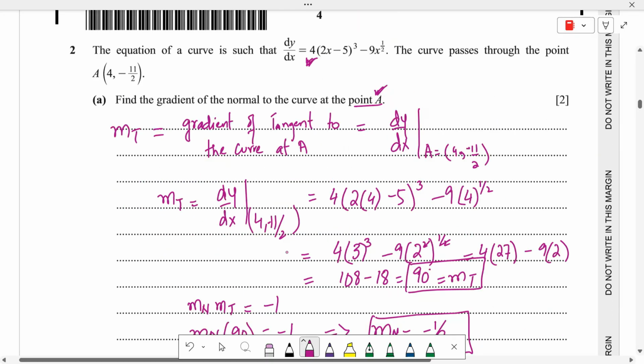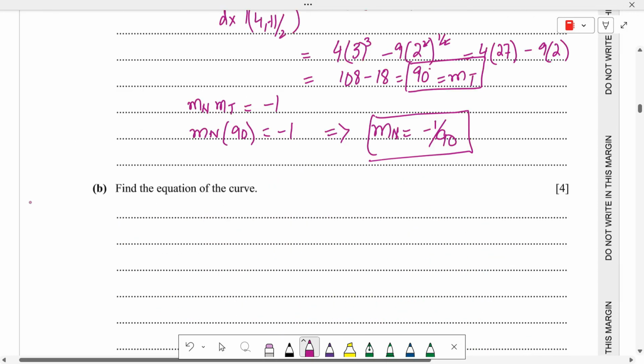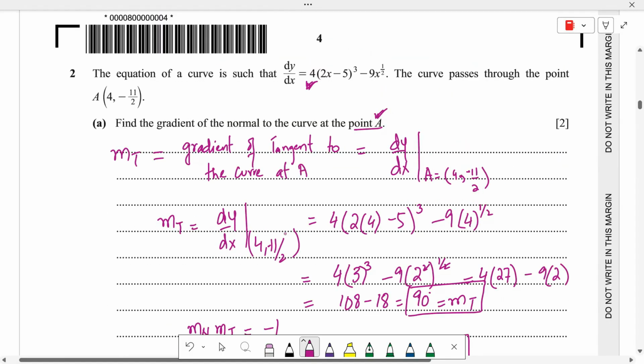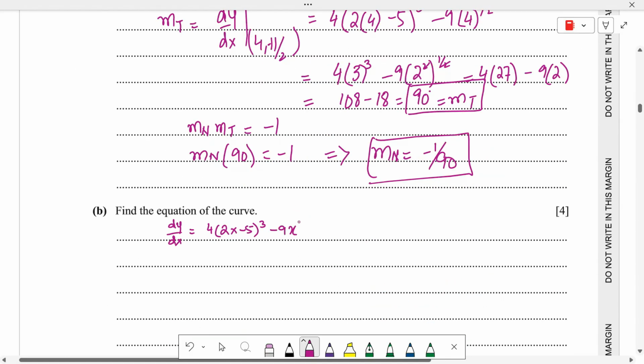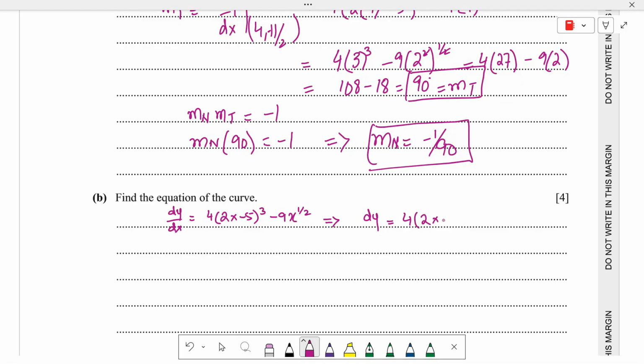Okay, part B, find the equation of the curve. We have been given the derivative equation, which is dy over dx equals 4 times (2x minus 5) whole cube minus 9x to the power of half. This equation can be written as dy equals 4 times (2x minus 5) whole cube minus 9x to the power of half dx.